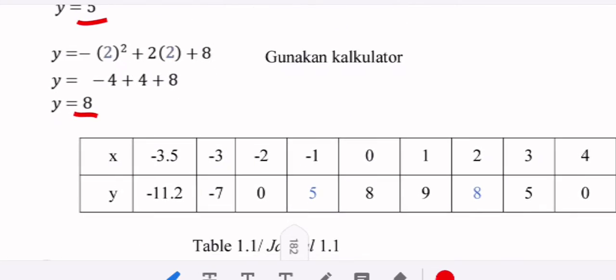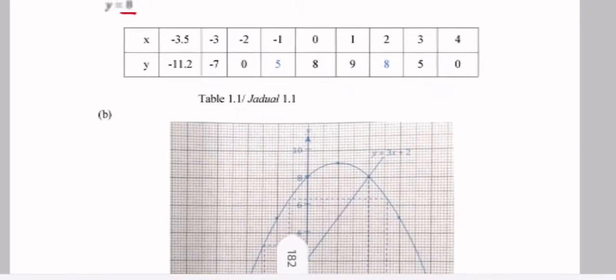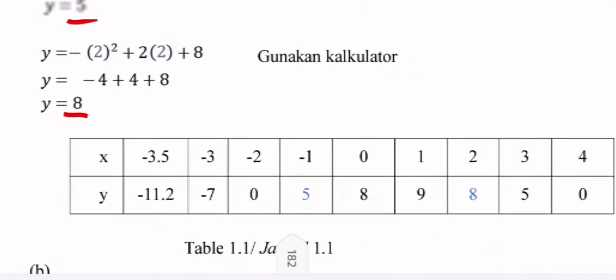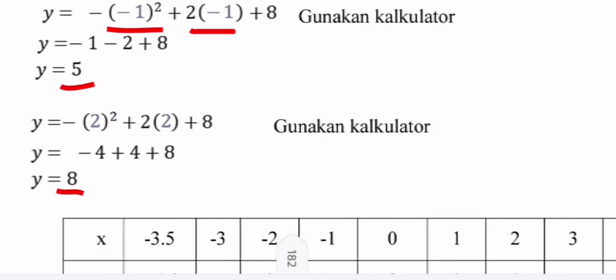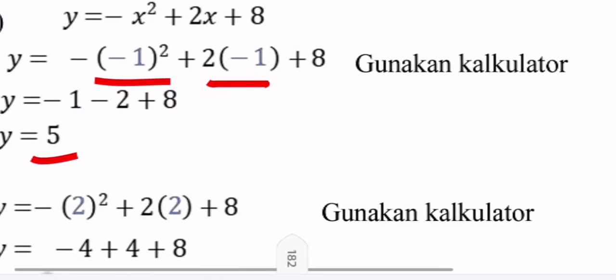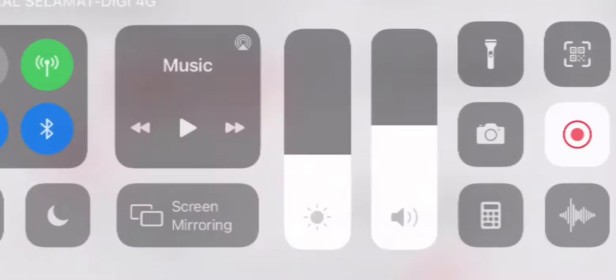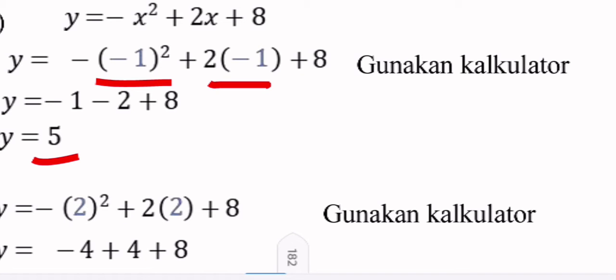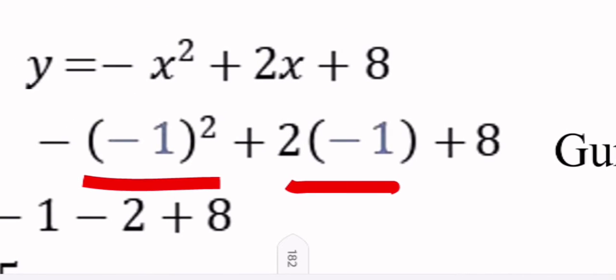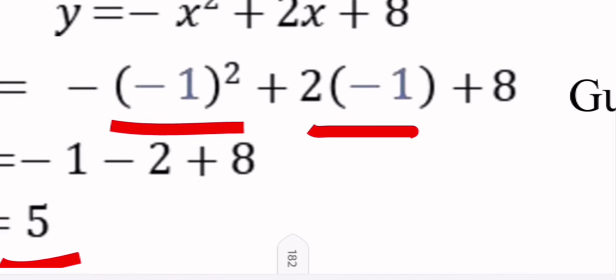So make sure you double check your answer, especially all the points, and make sure all the points are accurate before you draw the N-shaped graph. Okay, always double check your answer because it's very easy. Make sure you don't have careless mistakes, and make sure you use a calculator to double check all the points, okay, before you draw the graph.